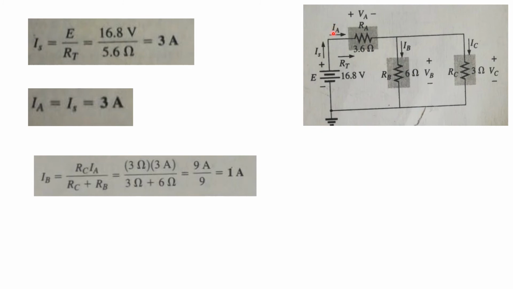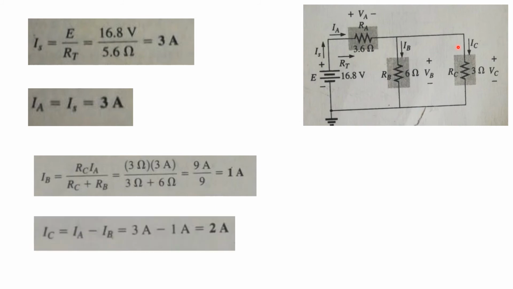Now you have the value of IA, which is equal to 3 ampere, and the value of IB, which is equal to 1 ampere. So now you can easily find the value of IC using Kirchhoff's Current Law, KCL. KCL states that the current entering the node is equal to the current leaving the node. Here on this node, IA is entering, IB and IC are leaving. So when we apply KCL to this node, IC is equal to IA minus IB. Substituting the values, IA is 3 ampere and IB is 1 ampere, so the value of IC is 2 ampere.